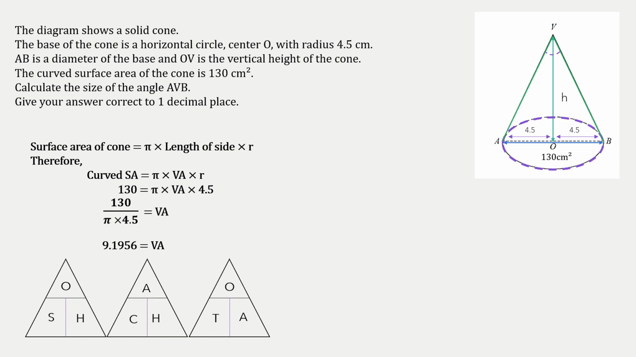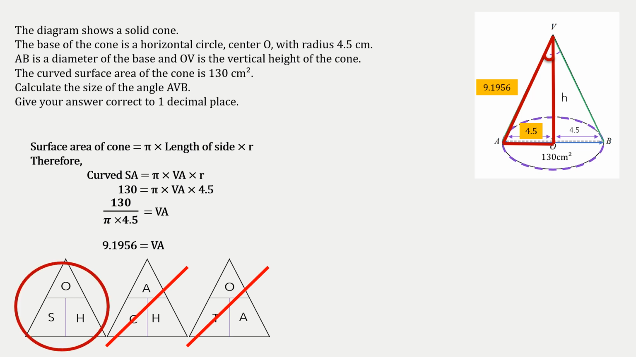As per this question, I have to find the angle in triangle AVO, so I need to see which angle I'm checking. I have to find angle V, and now I have to check what information is given and what I already have. I have VA, which is 9.1956, and a radius of 4.5 centimeters. As per this, I have to use sin. As per the sin formula, I'll substitute my values and calculate the answer.